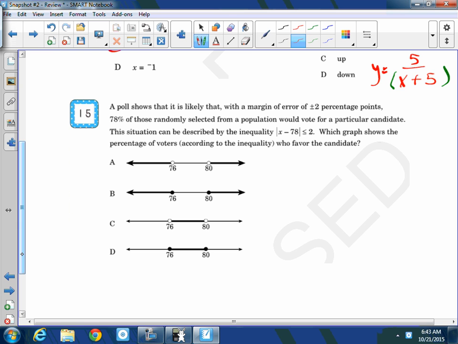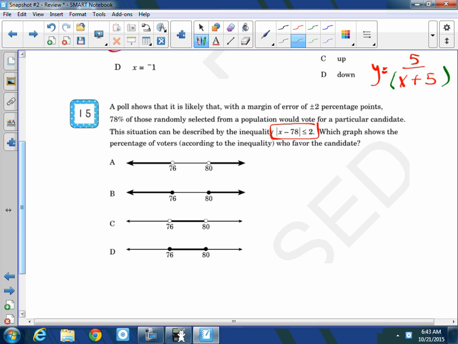And then this is the last one for the video today. A poll shows that it's likely that with a margin of error plus minus 2 percentage points, 78% of those randomly selected from the population would vote for a particular candidate. This situation can be described by the inequality absolute value of x minus 78 less than or equal to 2. Which graph shows the percentage of voters according to the inequality who favor the candidate.